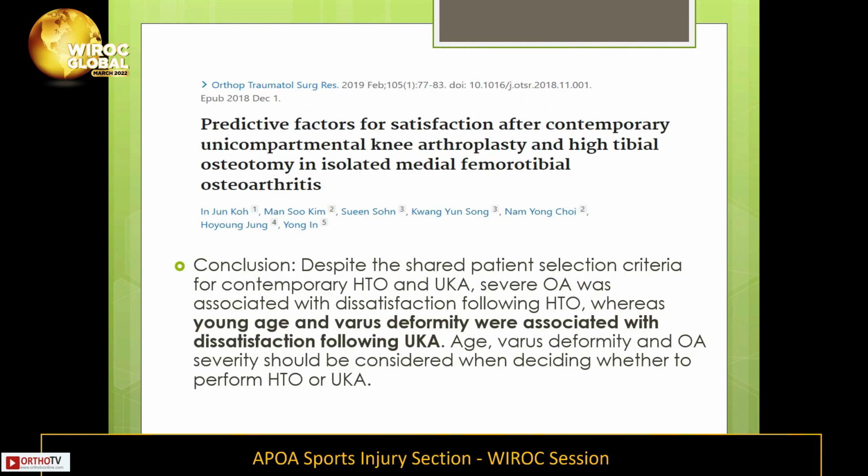There are numerous presentations and publications which show the efficacy of both procedures in a particular set of individuals, and one such paper says that in a younger age with a varus deformity, those were associated with dissatisfaction following UKA, and HTO has proven to be a better procedure. So in a younger age group where we want to spare the joint, and with a varus deformity, a high tibial osteotomy will serve a better prospect.